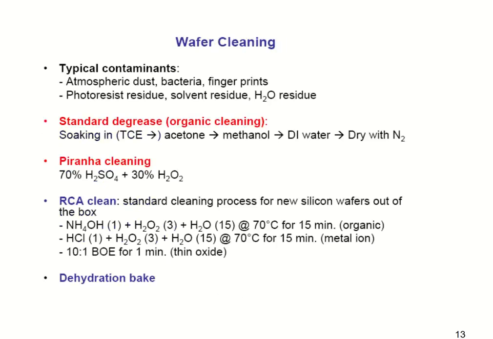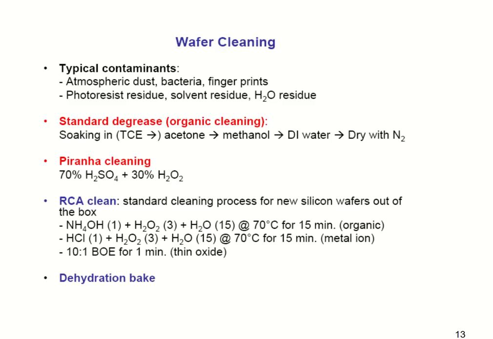For wafer cleaning, usually the wafer has typical contaminants, like from the atmosphere: dust, bacteria, or sometimes a fingerprint. And then during the photolithography, there is photoresist residue, or if you want to recycle it, solvent residue. And then there is some water residue. So you want to remove those contaminants before using the wafer for photolithography.